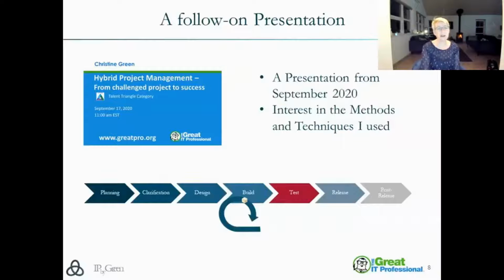And one of the outputs from that presentation was an interest in the methods and techniques that I was using. So I highly recommend that if you have not seen the hybrid project management presentation from September, that you go in and have a view of that one. And this one is kind of an outgrowth of a single slide that I had, where a lot of the questions were related to that single slide in the September presentation.